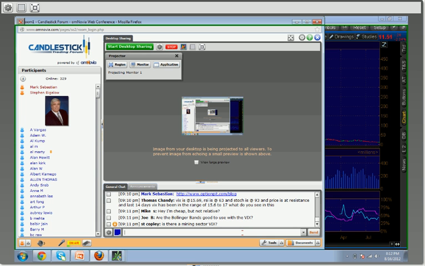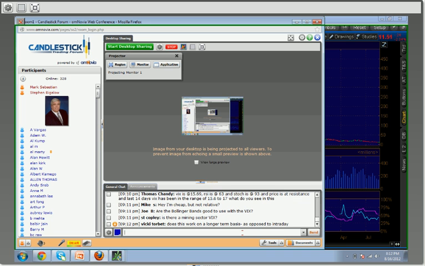No, there's not a mining sector VIX. There's a VIX for EEM, a VIX for EWZ, for Brazil. There's a VIX for all sorts of indicators. So does this work on a longer-term basis as opposed to intraday? Yeah, I kind of went through that in the presentation.